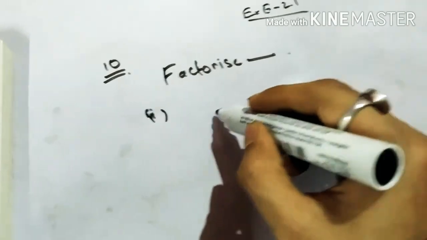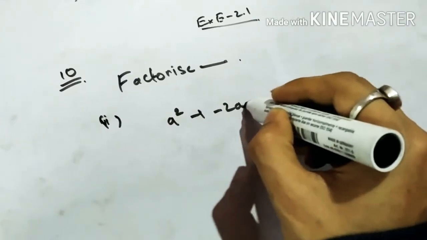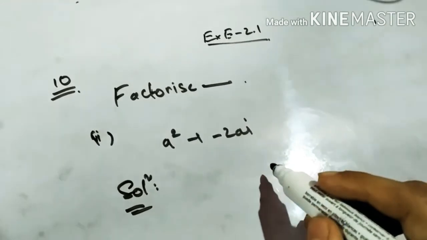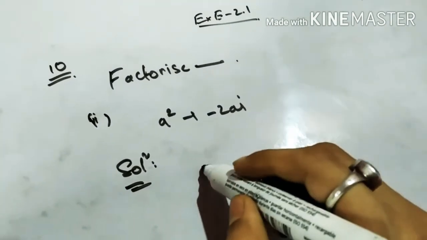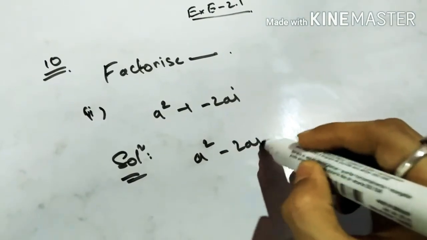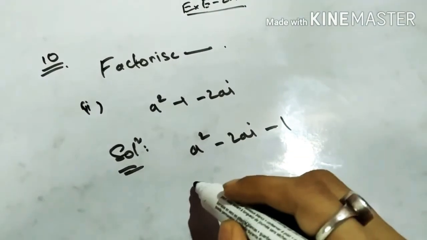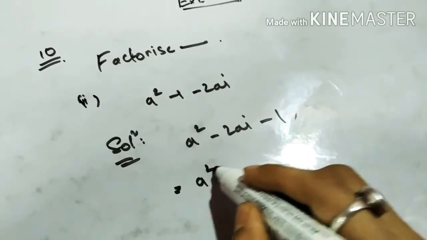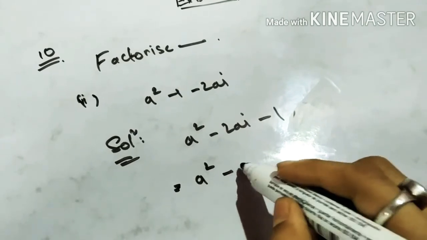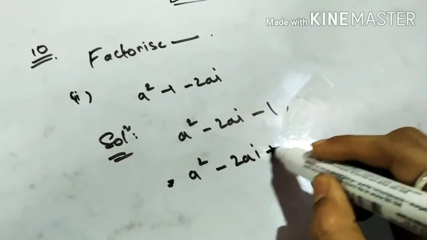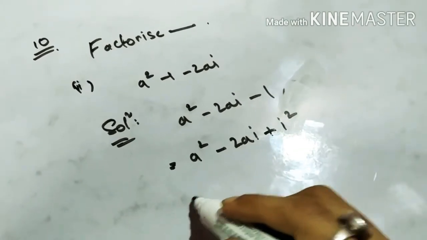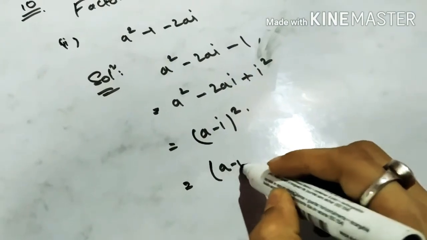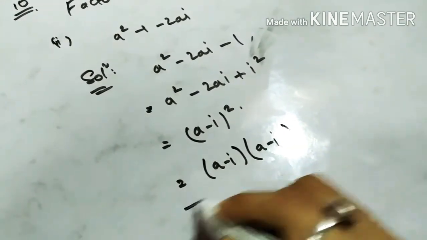Next again, a square minus 1 minus twice ai. Square minus twice ai minus 1. This one I can write as a square, let's write it in here, a square minus twice ai plus i square. So (a minus i) the whole square, that is (a minus i)(a minus i).